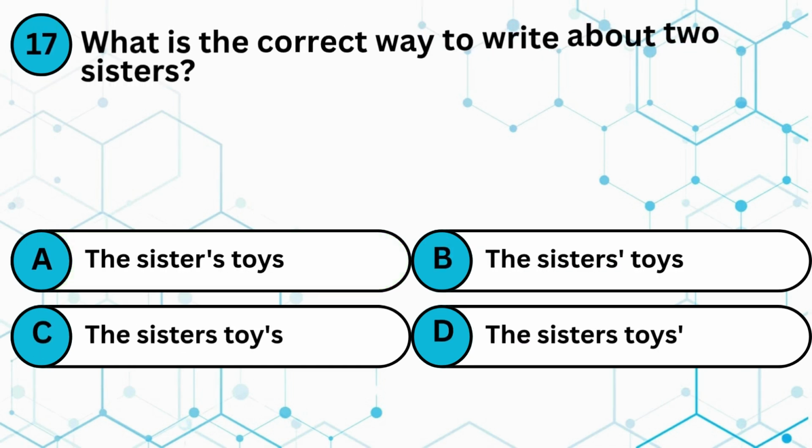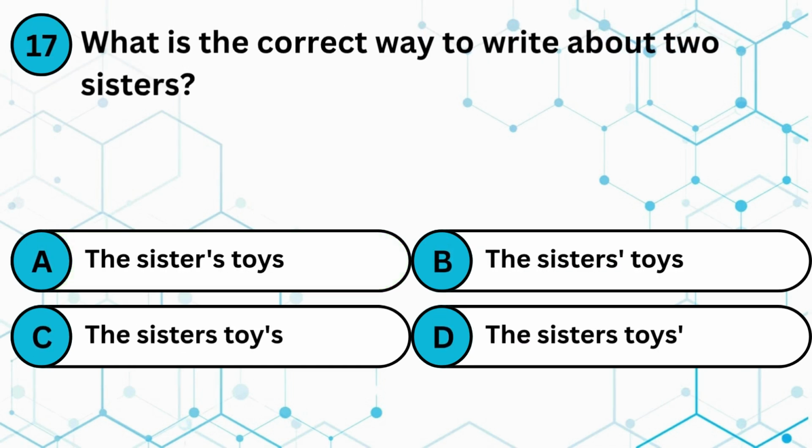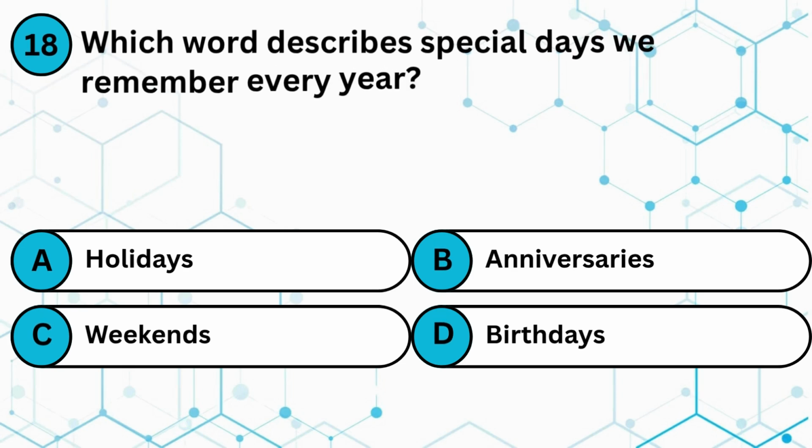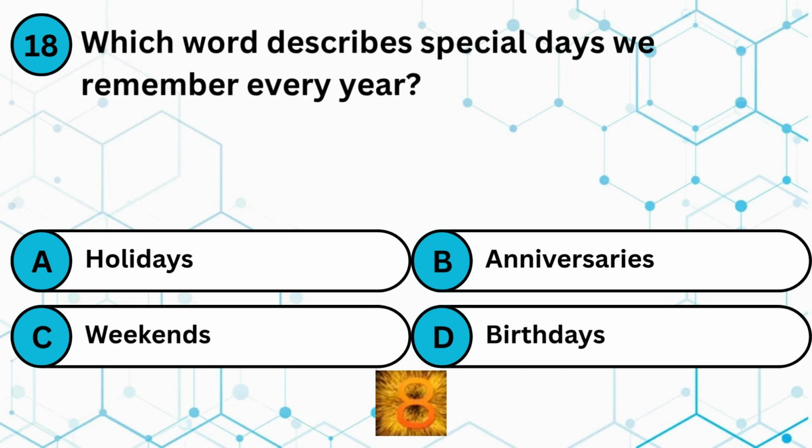What is the correct way to write about two sisters? Correct answer is the sisters' toys. Which word describes special days we remember every year? Correct answer is anniversaries.